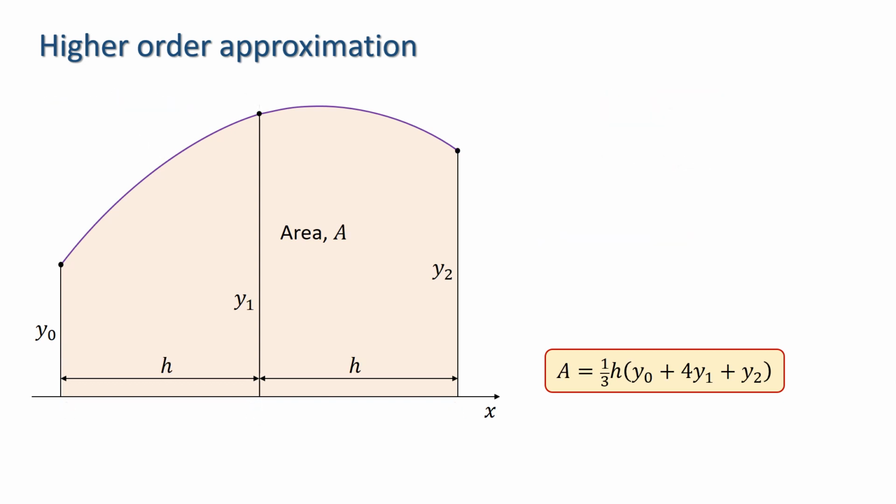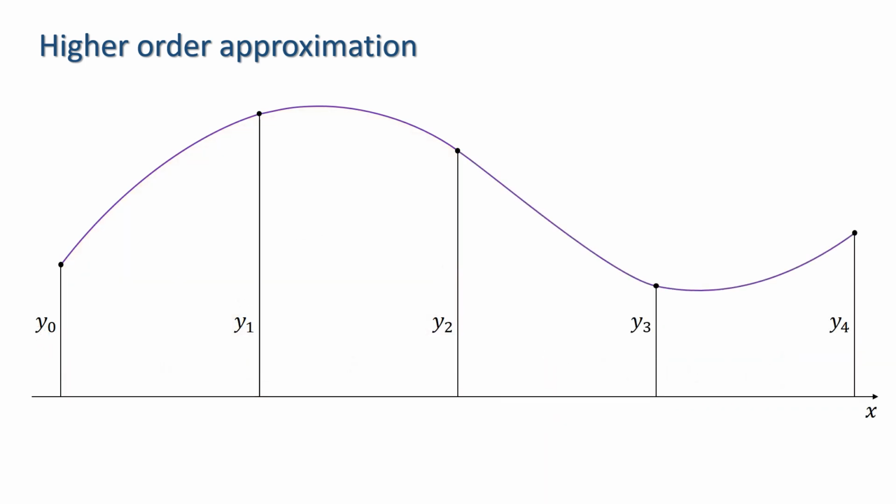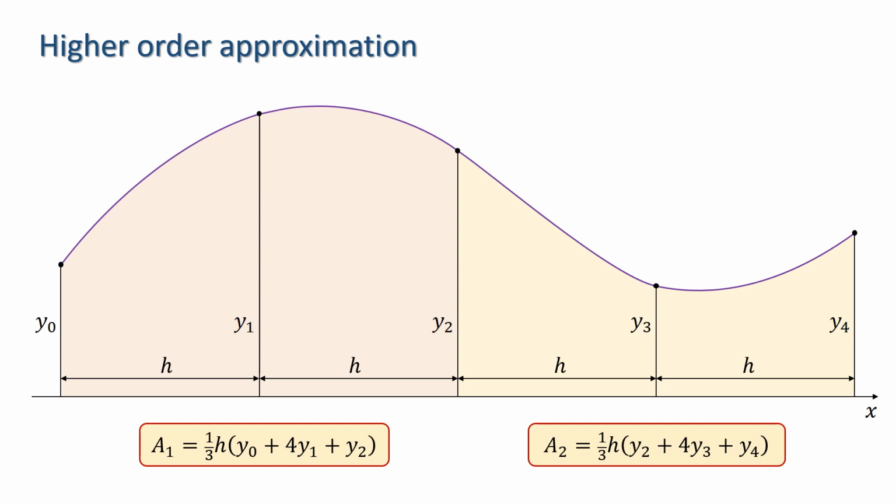Looking at this expression, we can see that it depends only on the width of the spacing h and the y-coordinates of the 3 points. It doesn't matter where the y-axis is. Thus, this provides the basis for a second-order method for estimating the area under a curve. For example, if we have a curve passing through 5 equally spaced points, we can estimate the area under the curve using 2 quadratic approximations of this type.